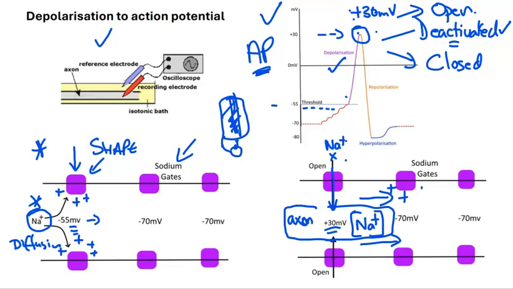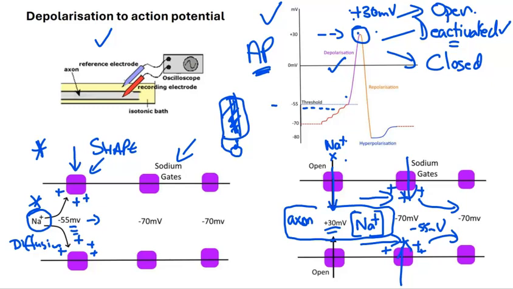accumulate around the next set of sodium voltage gates. And once we reach minus 55 millivolts again, these gates will suddenly open, allowing another wave of sodium ions to enter the axon, and the story will repeat itself.